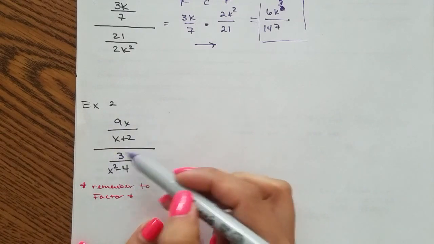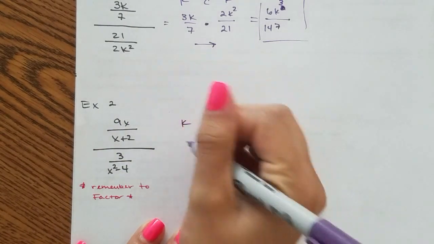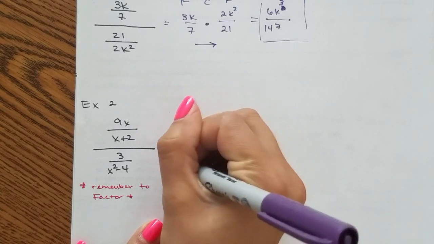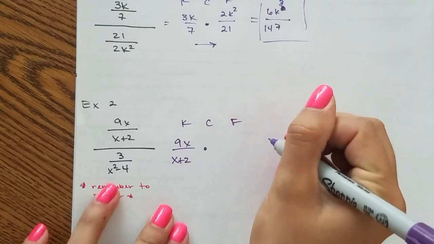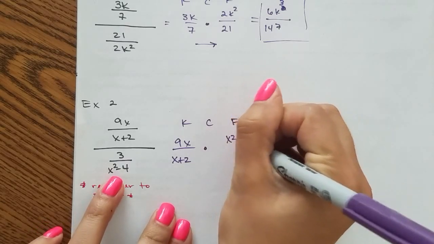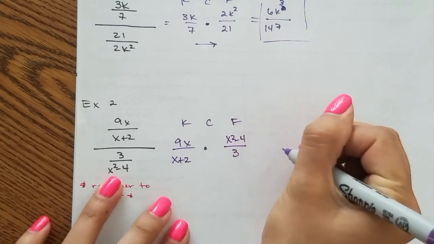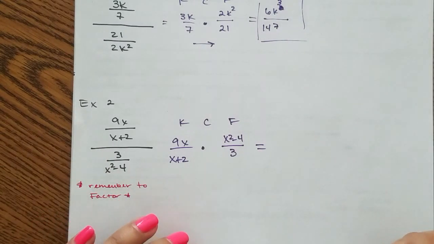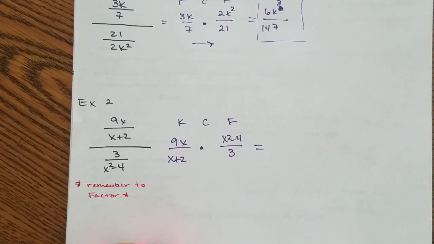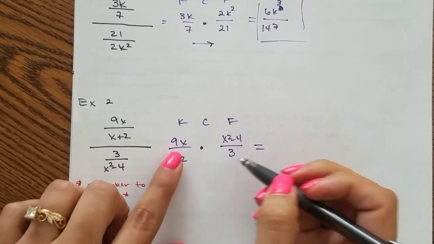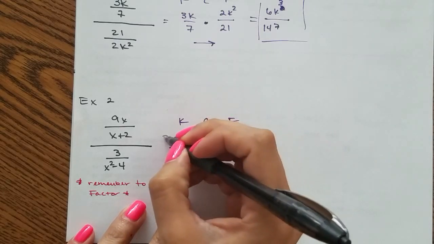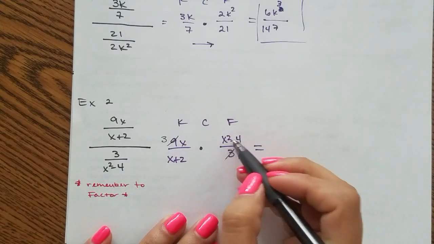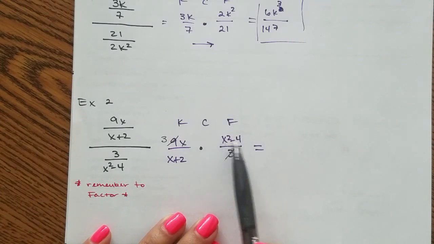So numerator, denominator, keep the top, 9x over x plus 2, times, so we changed our sign, flip the second fraction. So now I have x squared minus 4 in the numerator all over 3. We're going to multiply straight across. I'm going to simplify here before I multiply. I know this 9 is going to divide by this 3. That's going to become a 1, and that's going to become a 3. You can also factor this here, but I'm going to wait.